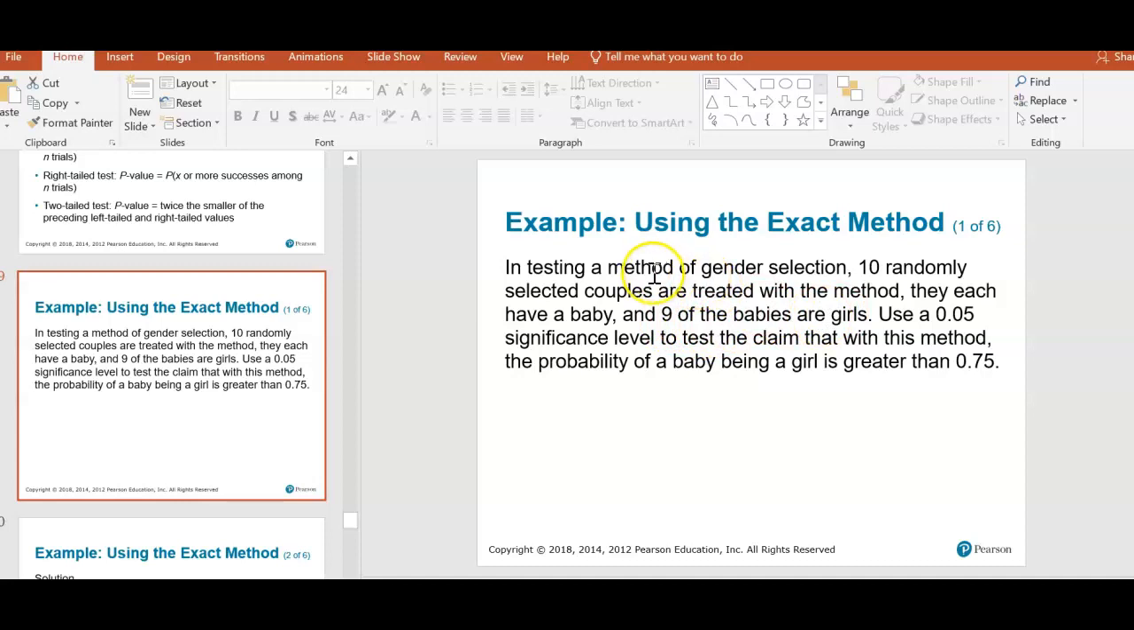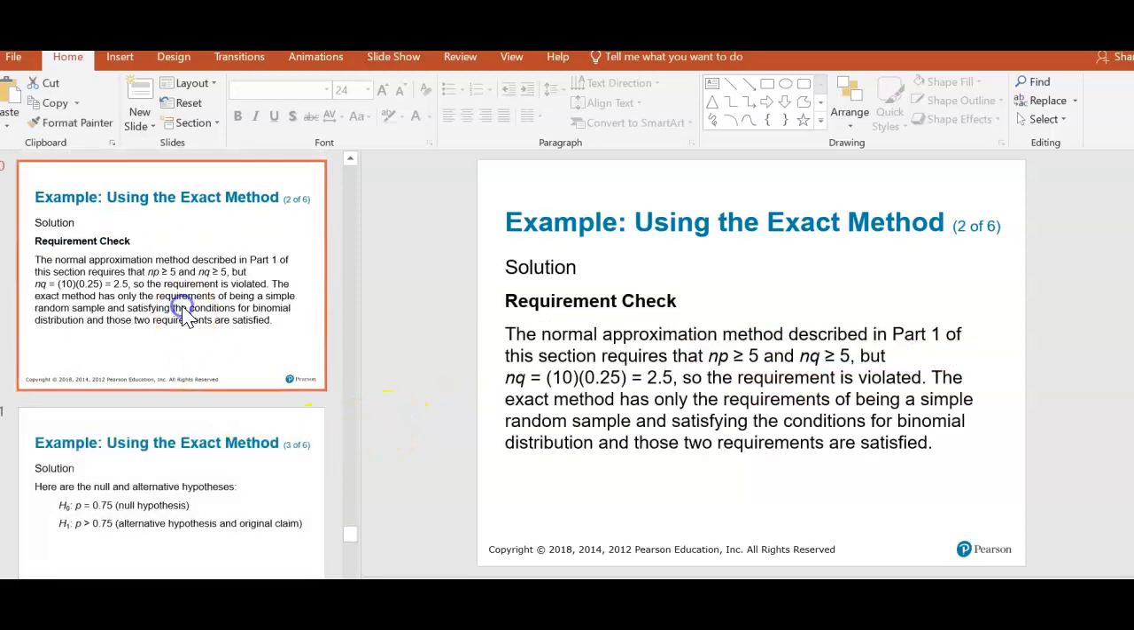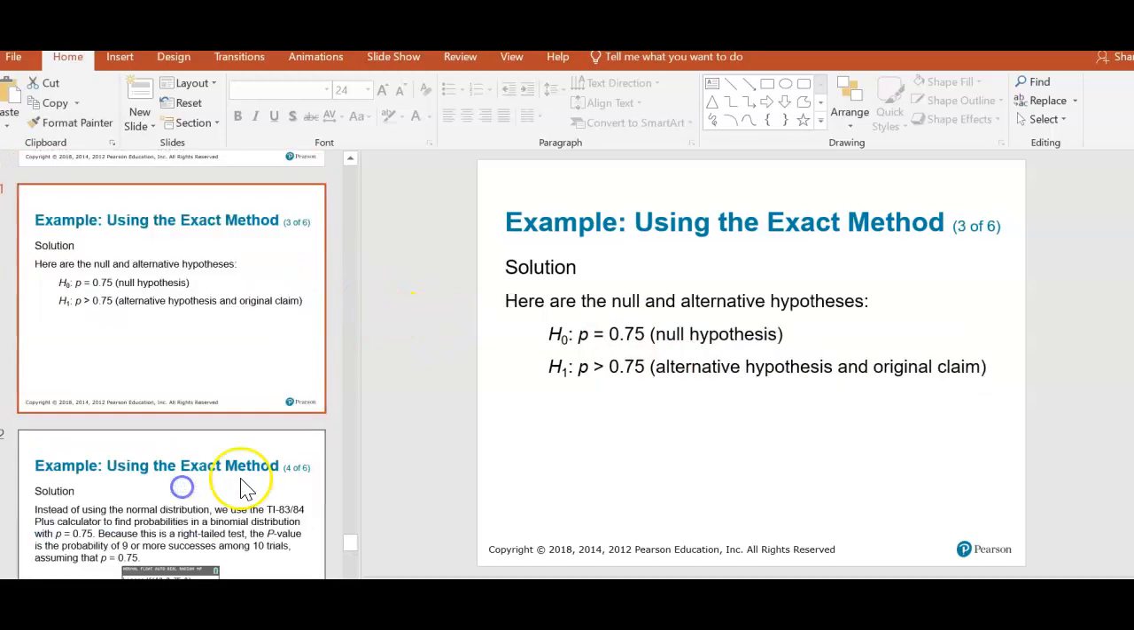So again, they want us to take 10 randomly selected couples. They each have a baby. 9 of the babies are girls. Use a 0.05 significance level to test the claim that with this method, the probability of being a girl is greater than 0.75. We do not have to do the np and nq check here because we're going to do this exact. We're not using the normal approximation.